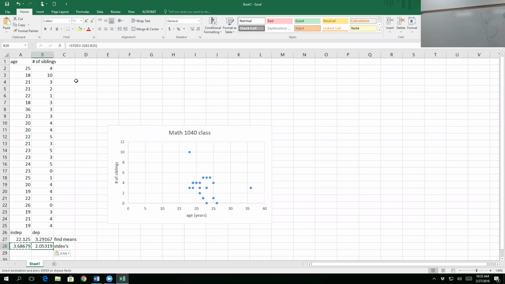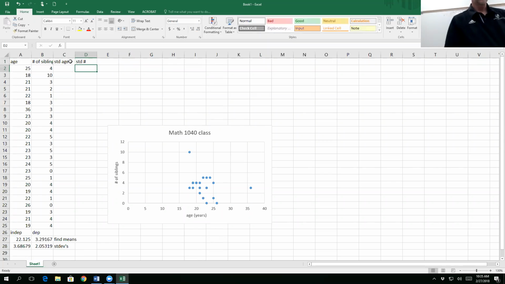Okay. So looking at my equation, I found the means, I found the standard deviations. What's the next step? We need the standard scores. Standard scores for the age and the standard scores for the siblings. I'll just put number because that's shorter. Okay? All right, so how do I do such a thing?